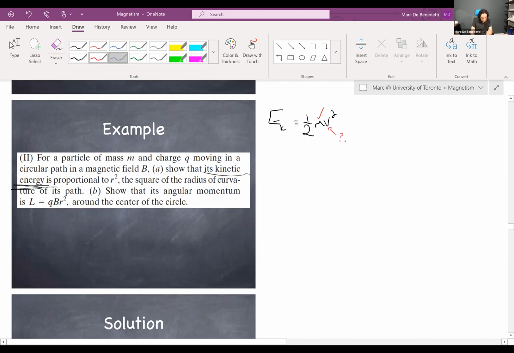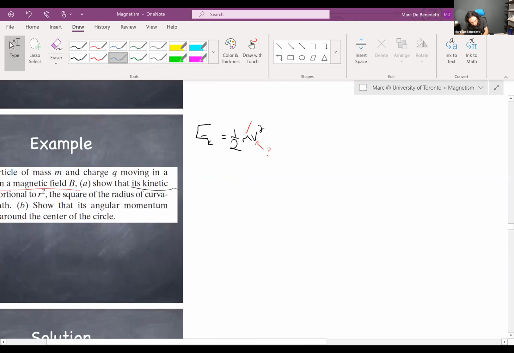Charge q moving in a circular path in a magnetic field. Okay, so we know that it's moving in a circular path in a magnetic field, so we can set that up. We know qvB is going to equal mv squared over r. Again, one of the v's cancels, and we end up getting qB equals mv over r. What was the issue again? Oh, right, the issue was we do not have v. So we can solve for v and plug it in.